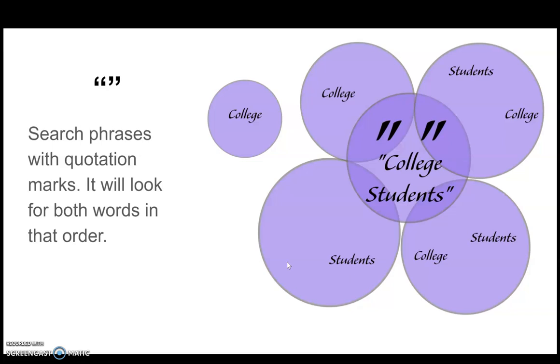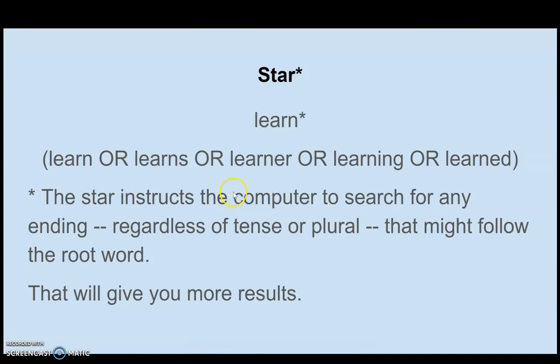Okay, and here's a little Venn diagram. I tried my best to explain what it looks like when you search for a phrase in quotation marks. It's only going to search sources that have the exact phrase, college students, in that order.